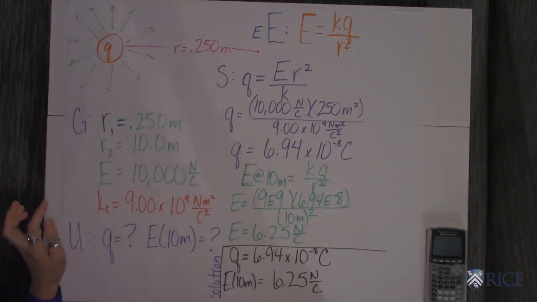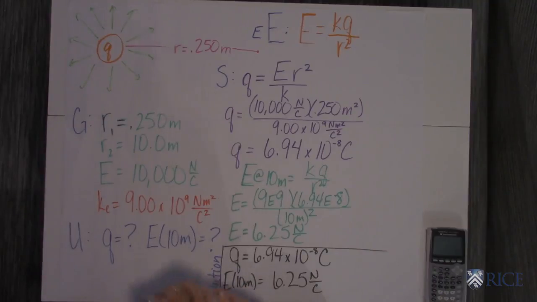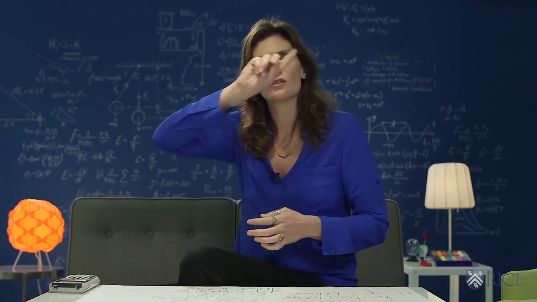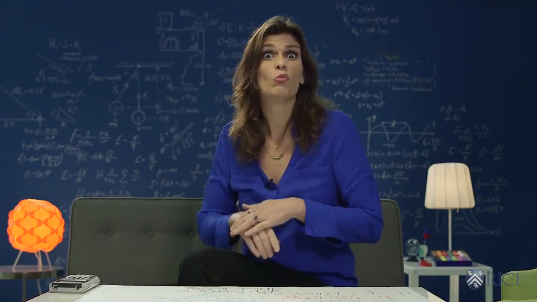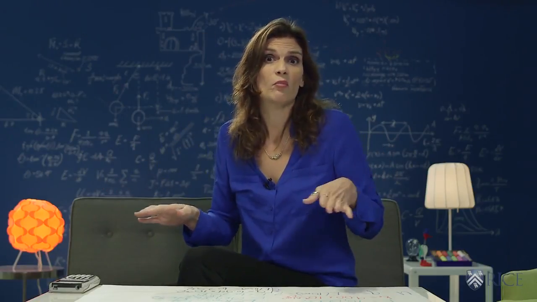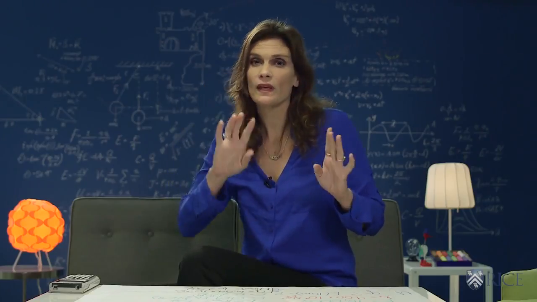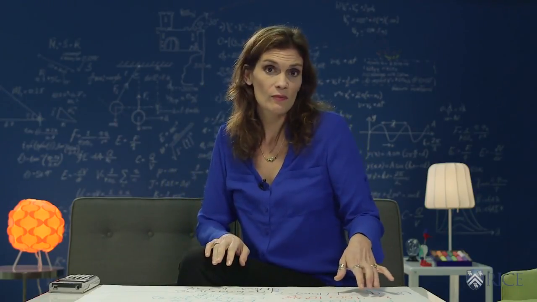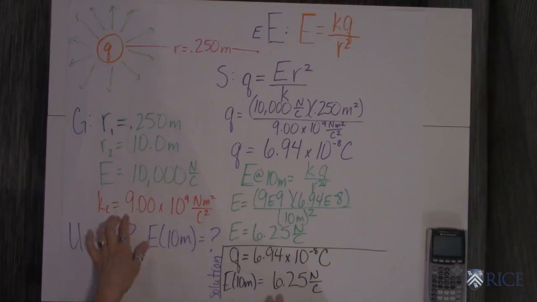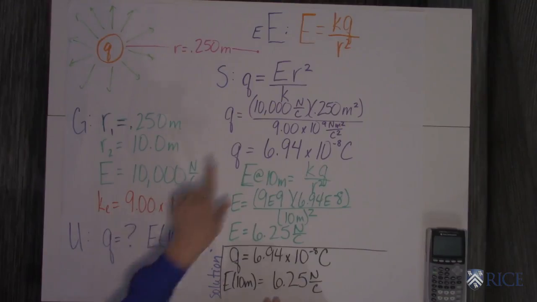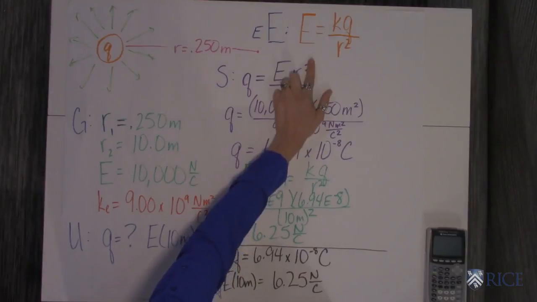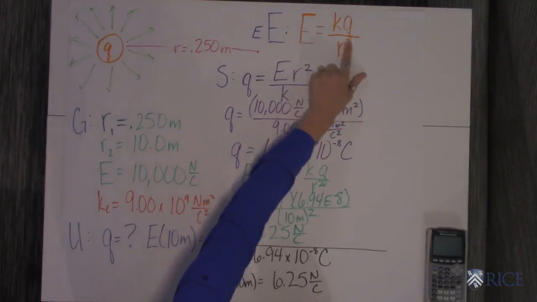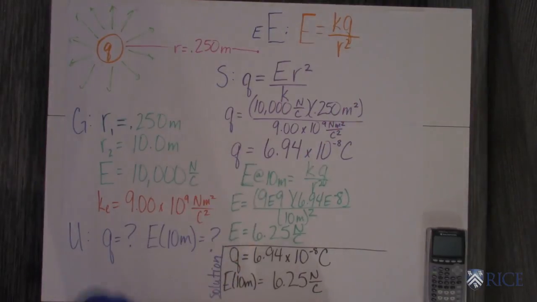So the problem asks you to find the charge, and it also asks you what is the electric field 10 meters away. So you're going to multiply the distance away by 40. So let's see what that does. Of course, you have the electrostatic constant, also known as Coulomb's constant. Hopefully you remember that. And you have this equation for electric field, which is kq over r squared. And that's an important thing that happens, that over r squared.